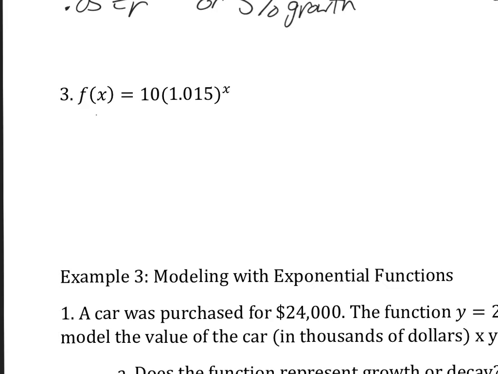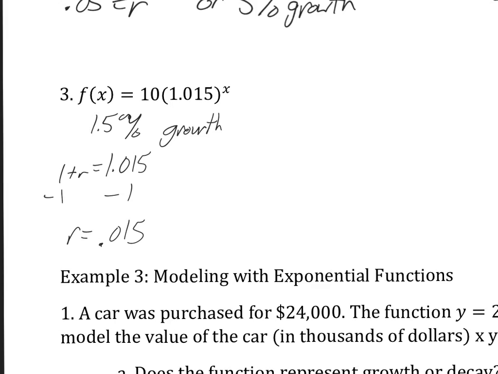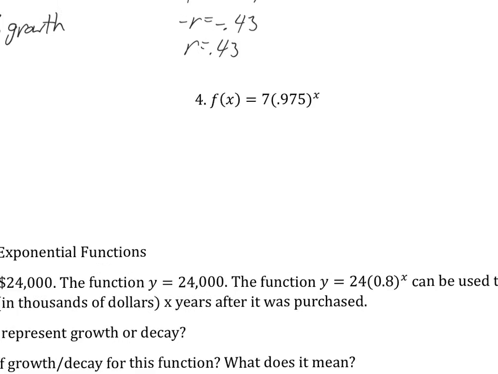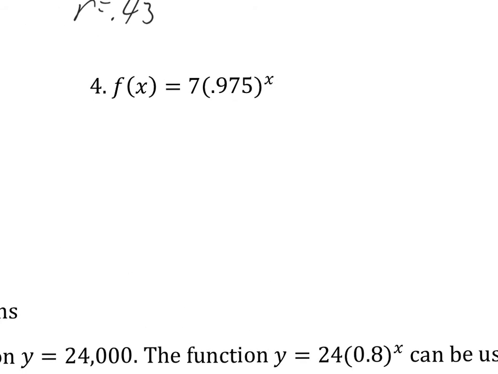So we should have gotten 1.5% growth. The reason that I know this is because 1 plus r equals 1.015, subtract the 1, so r equals 0.015, or 1.5%. Go ahead and do this very last one.